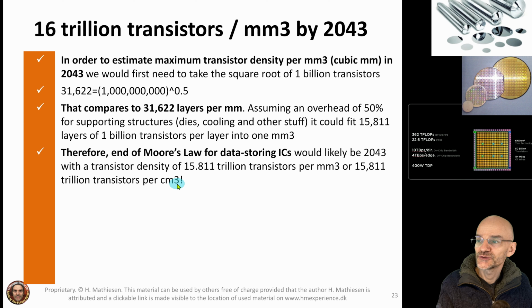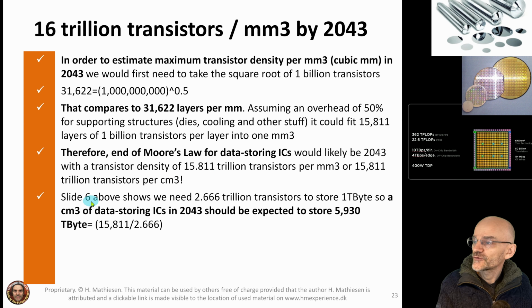Now again, I have to repeat how much a trillion is. A trillion is 1,000 billions. So here we have, in a cubic centimeter, by the end of Moore's law for data storing ICs, 16,000 trillions that each are 1,000 billions in just 1 cubic centimeter. That's kind of mind-blowing, at least it is to me.